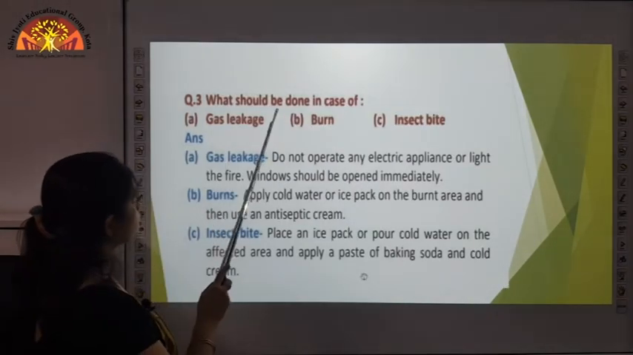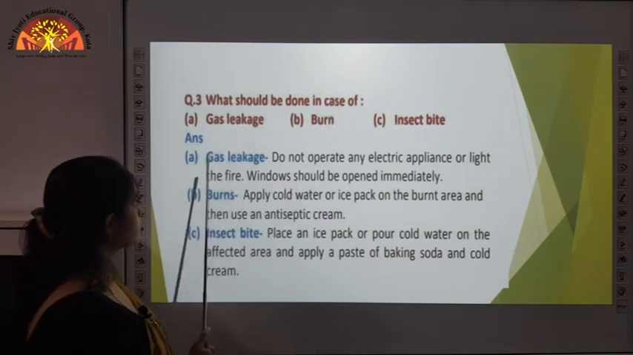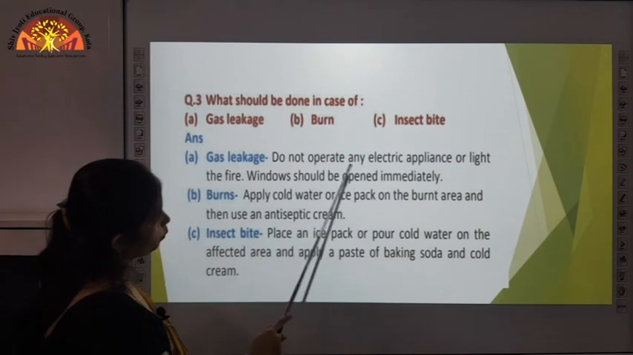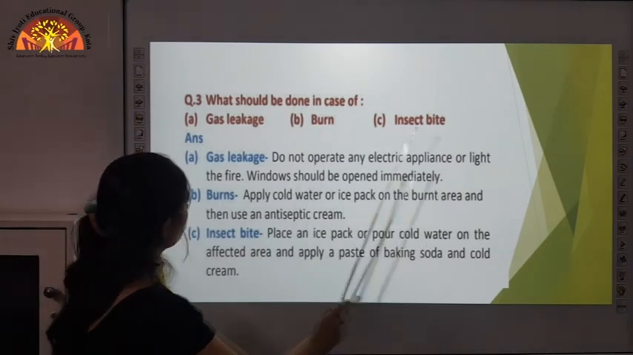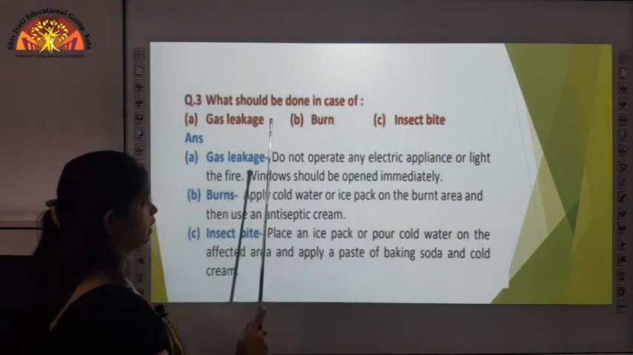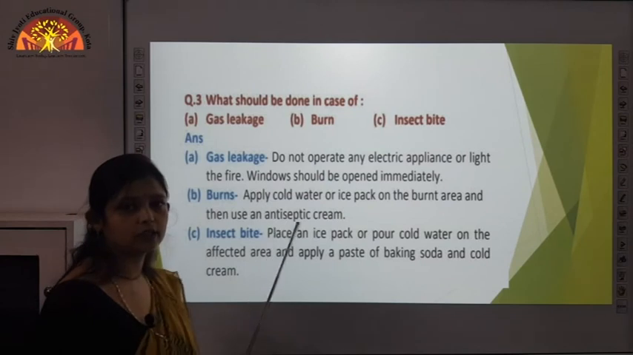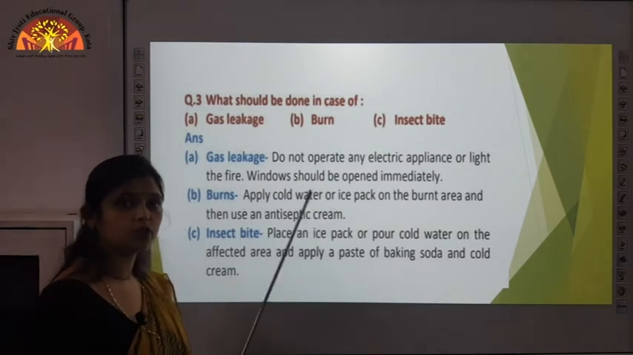Now, what should be done in case of, first of all, gas leakage. So, gas leakage. Do not operate any electric appliance or light the fire. Windows should be opened immediately. Okay, whenever there is gas leakage, we should not operate any electrical appliance, because they may catch fire.